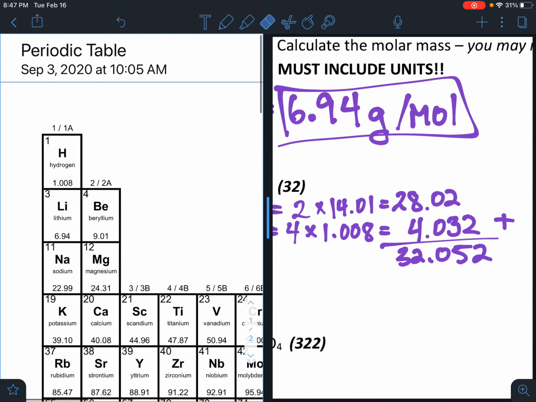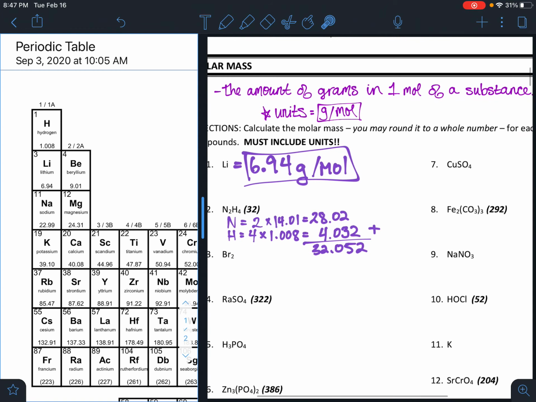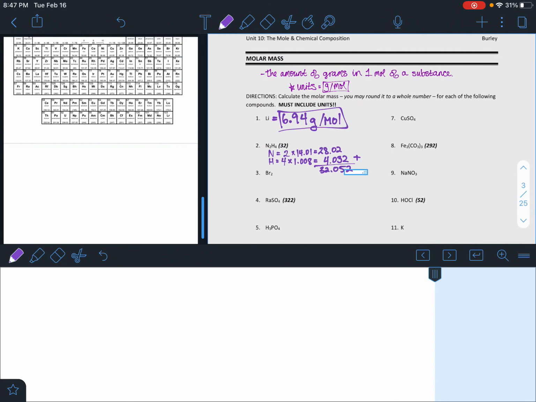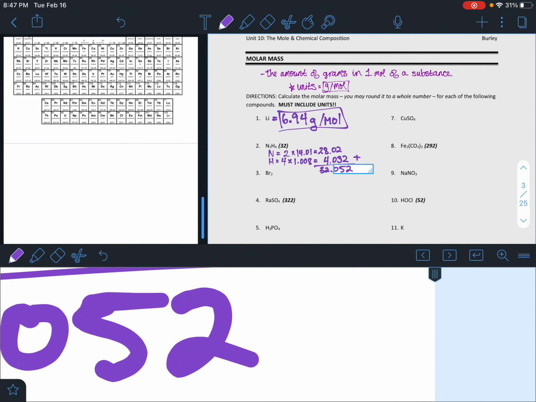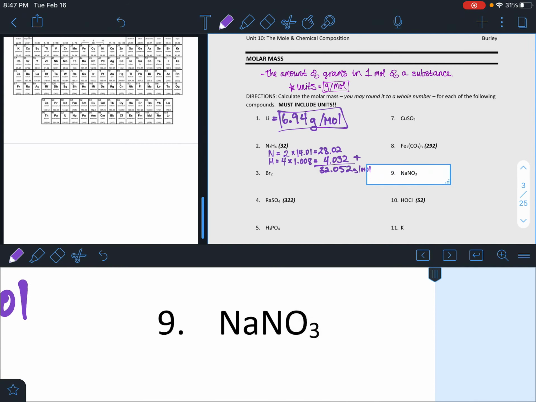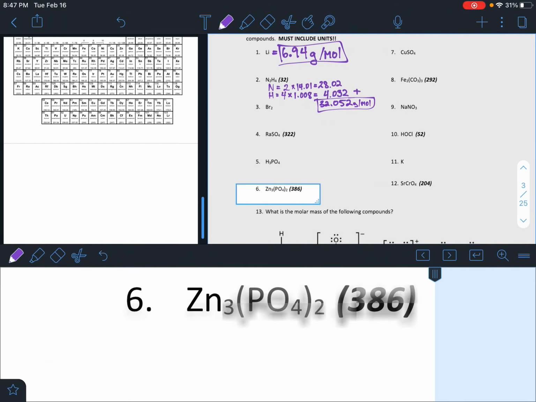All right, so let's take a look at one that's a little bit more difficult. Oh, sorry, we forgot something here. Oopsies. We forgot to put our unit, grams per mole. Now, let's go to number 6.